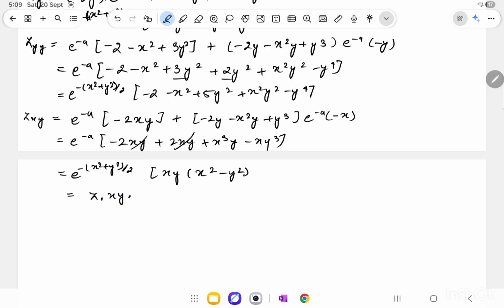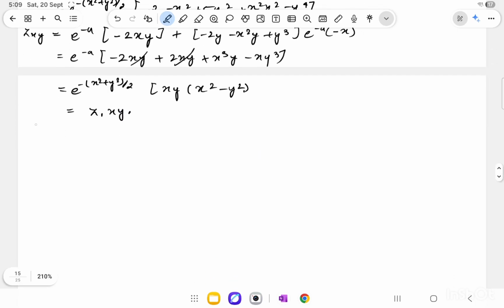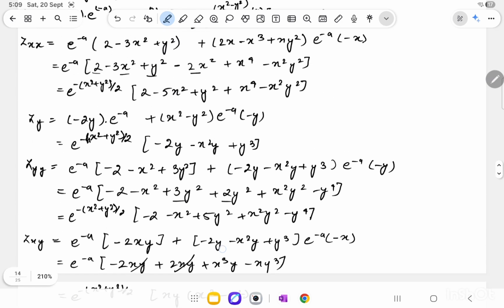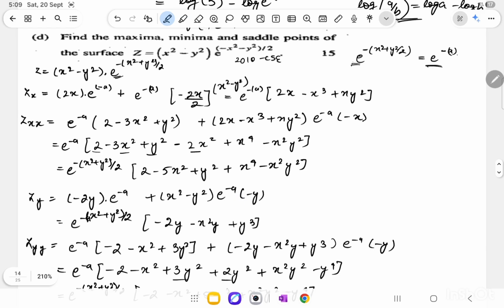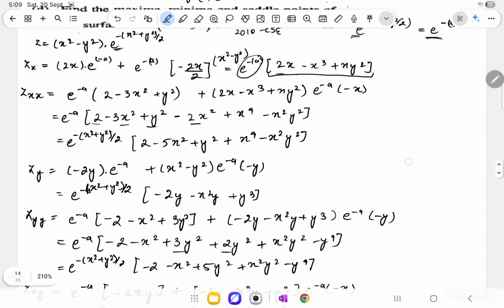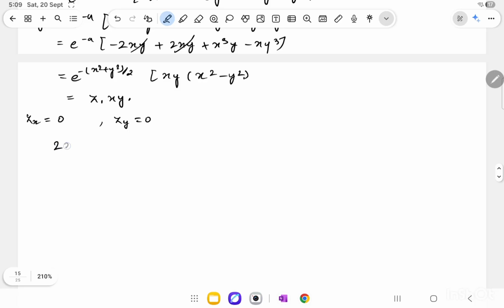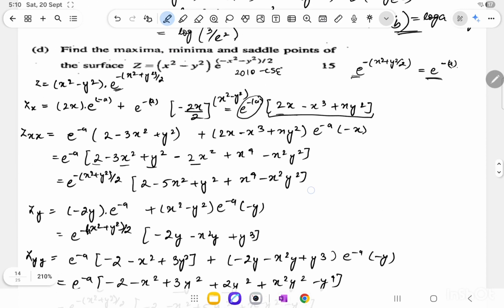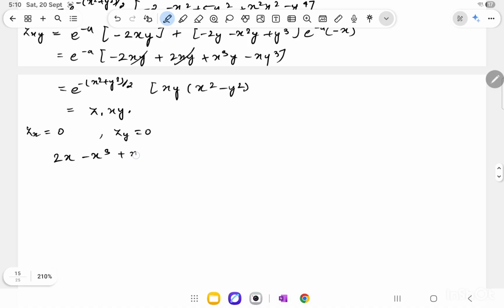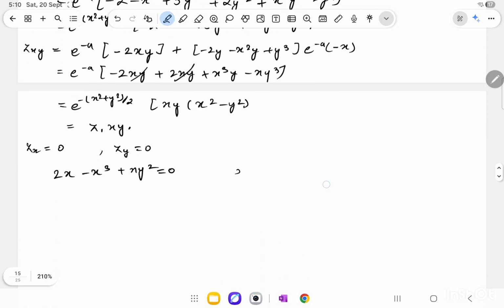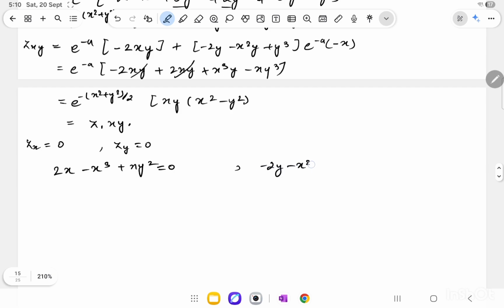Now let's find out the critical points. For that we need to equate zx with 0 and zy with 0. So for zx, this exponential term will never be 0, so only the other term gives me the critical point, that is 2x minus x cube plus xy square equals 0. Likewise, if I equate zy with 0, I'll get minus 2y minus x square y plus y cube equals 0.